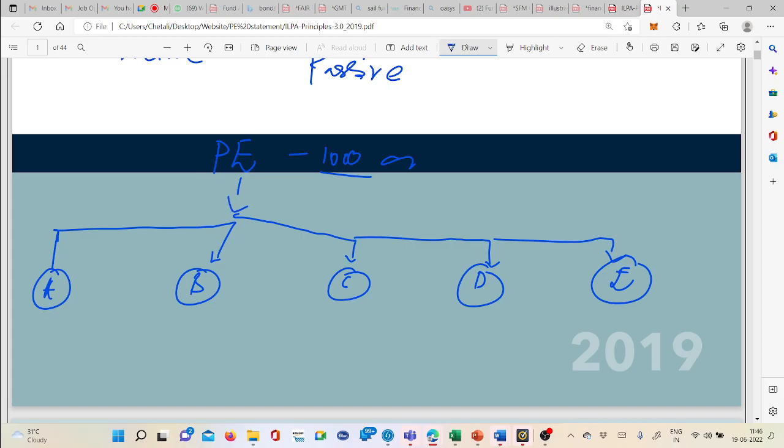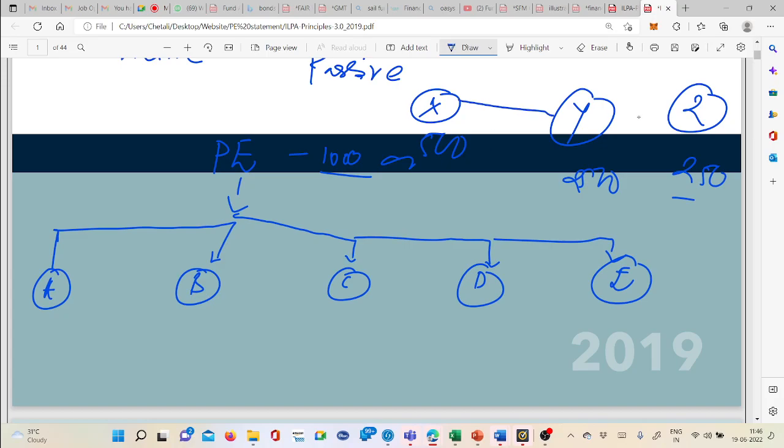So private equity funds, right? They raise funds from, let's say, X, Y, Z: 500 crores from X, 250 crores from Y, 250 crores from Z. They are the investors, and these are the investment companies.